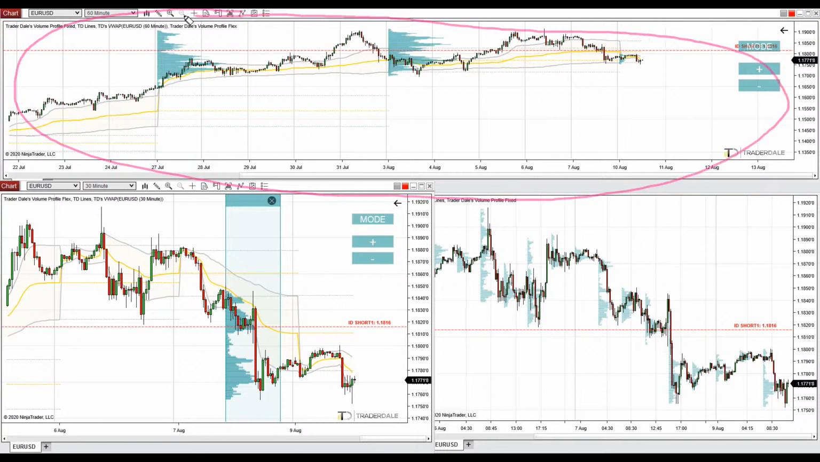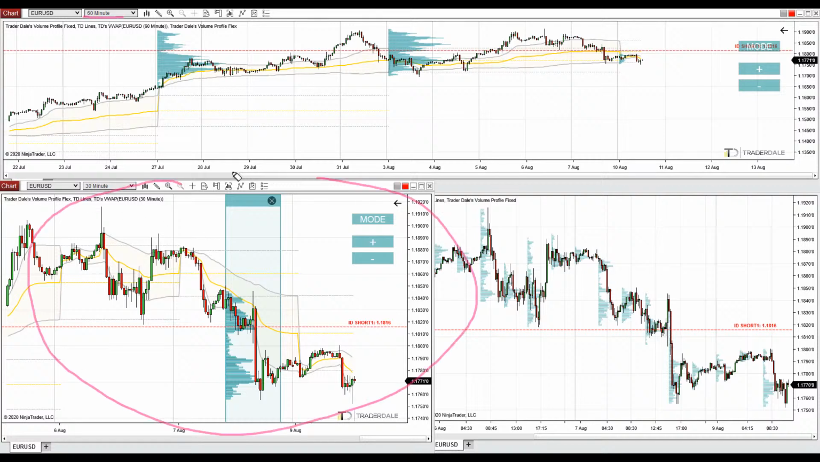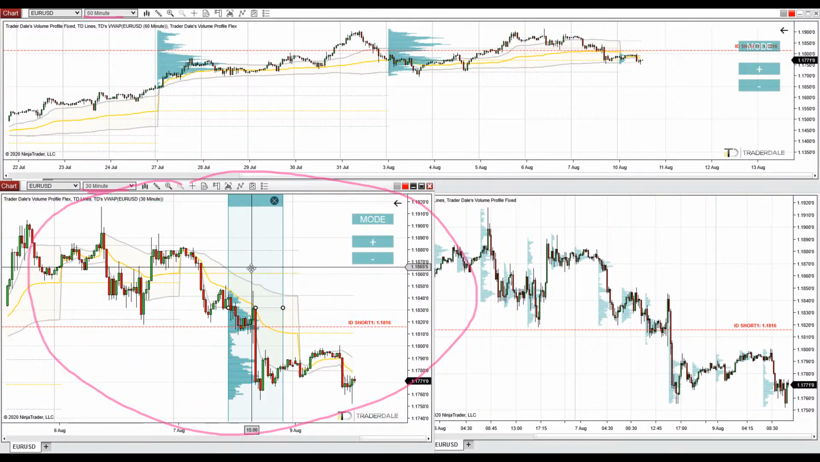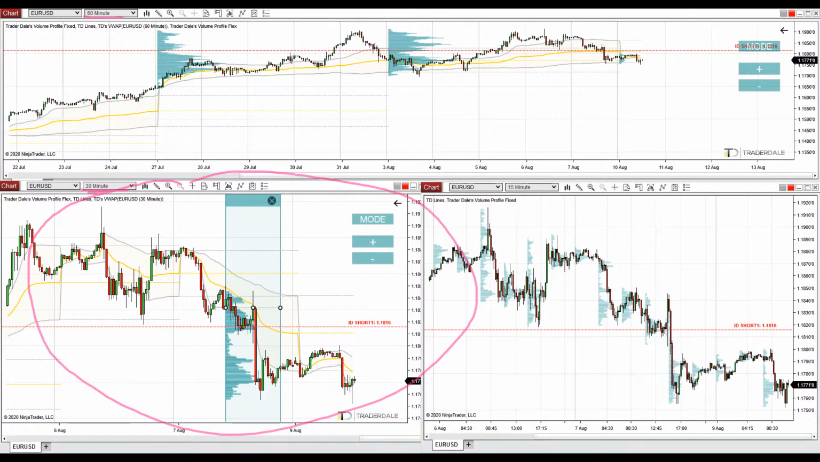This one at the top shows fixed weekly volume profiles, so every week a new volume profile gets printed there. I use this setting with a 60-minute chart. Then this chart is a 30-minute chart where I use flexible volume profile. That's the profile which you can move around like this. And the third chart, this one, shows fixed profiles which get printed every 4 hours. And this one is a 15-minute chart.